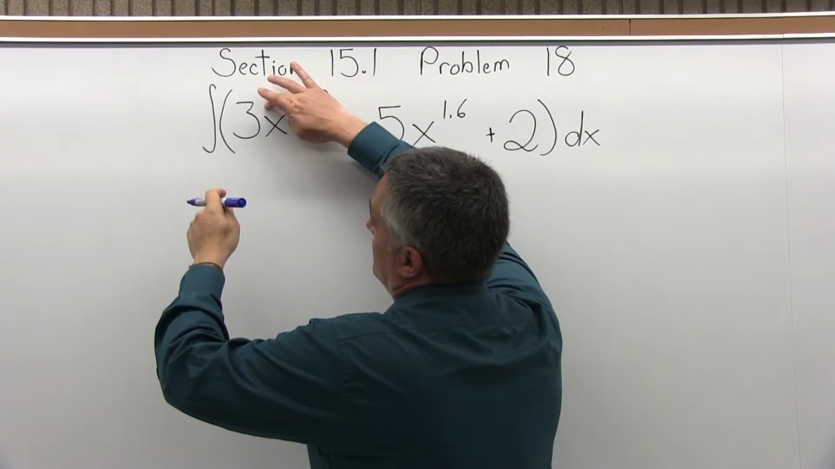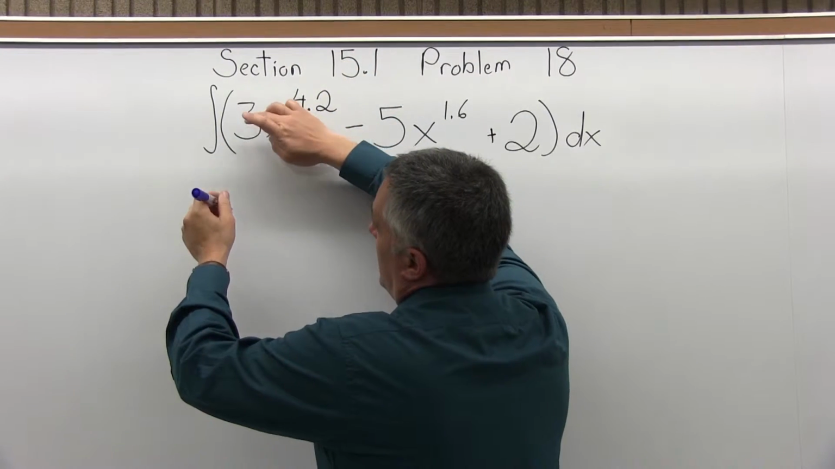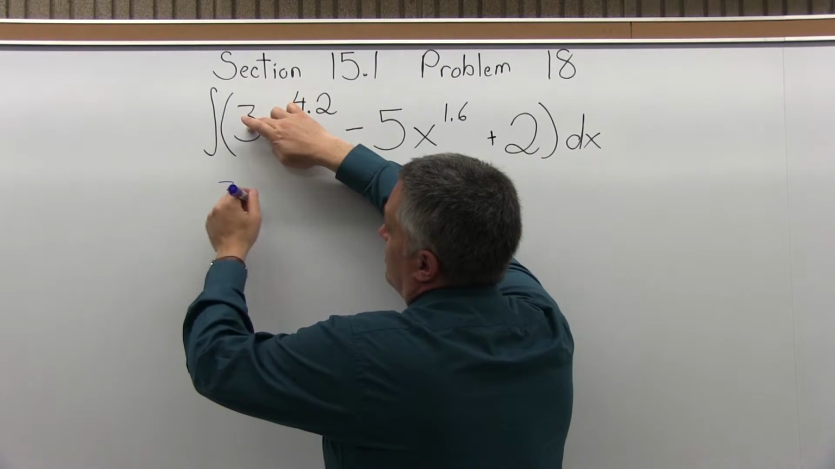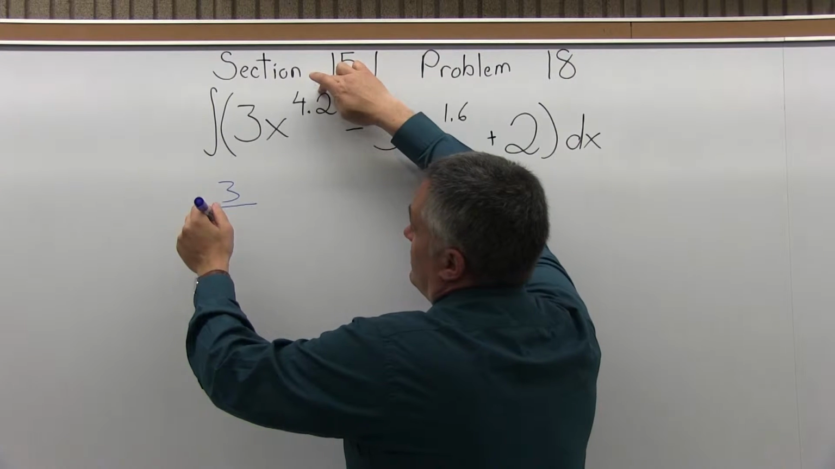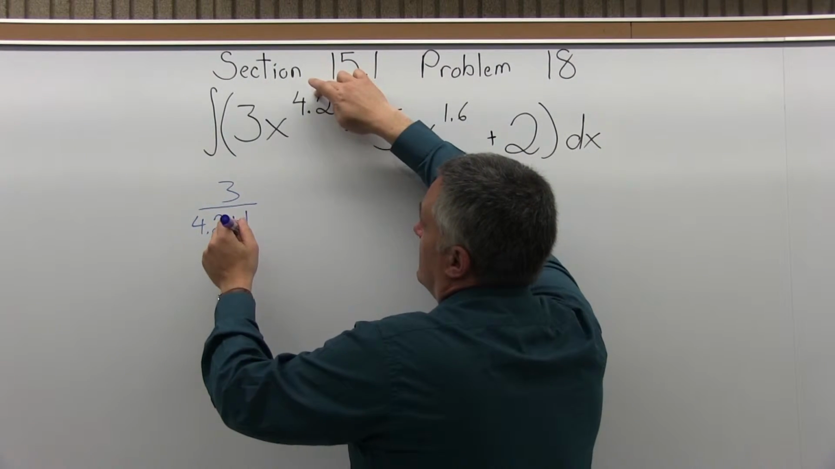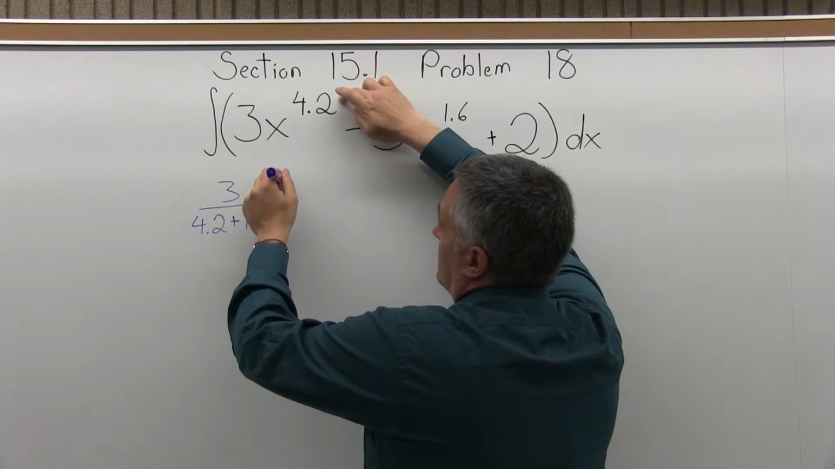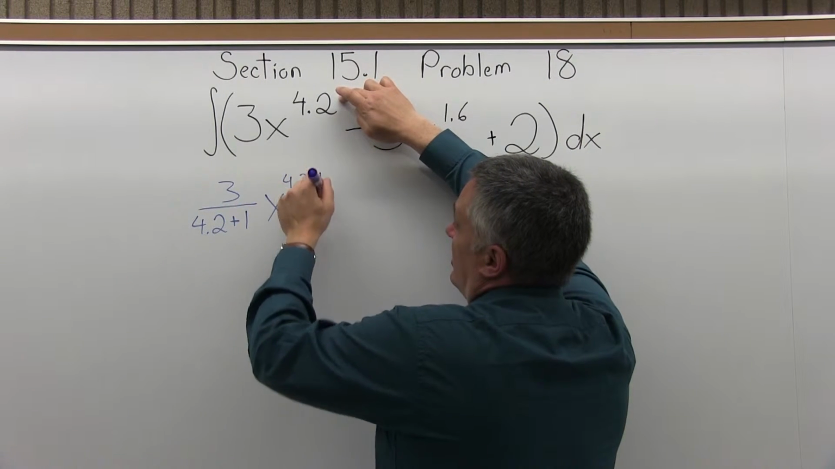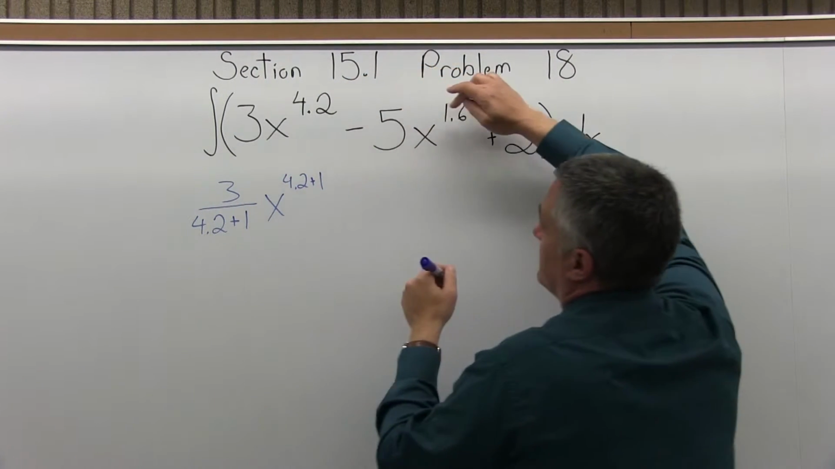So the first piece, 3x to the 4.2 power, the 3 in the front will become the numerator of a fraction, and you're going to have the old exponent of 4.2 plus 1. And then you'll have x to the old exponent of 4.2 plus 1. And I'll simplify that a little bit in the next step.